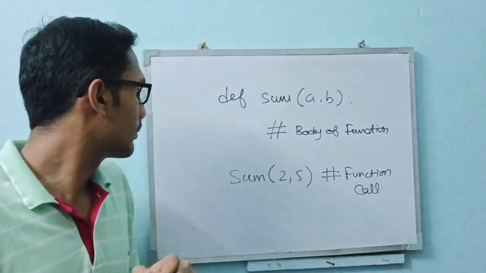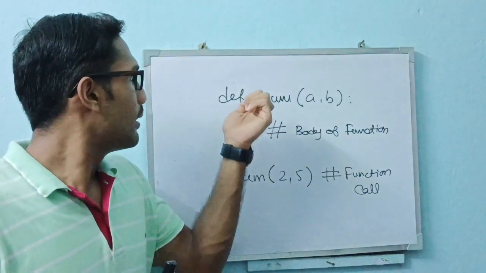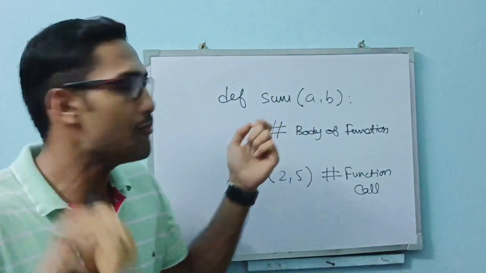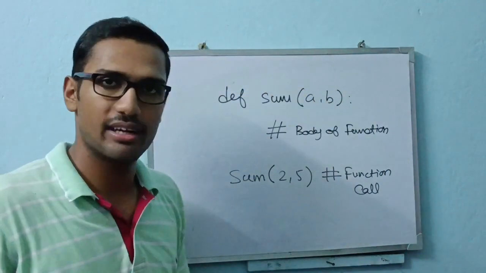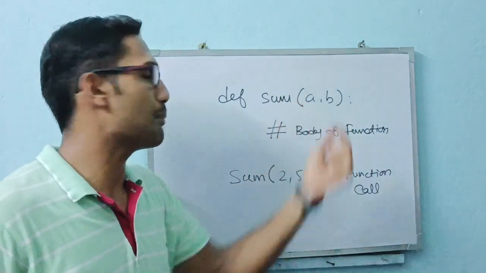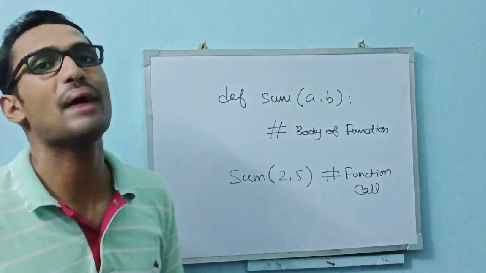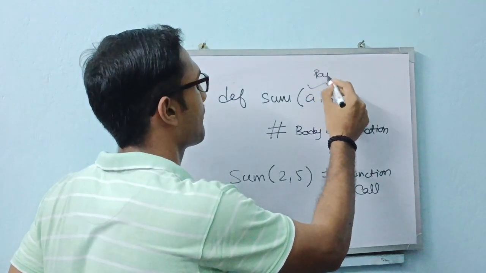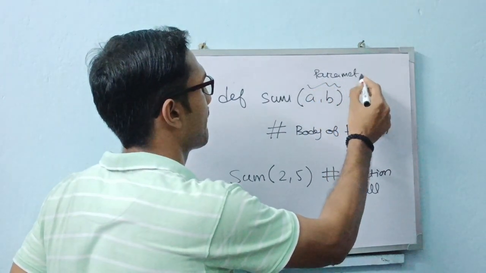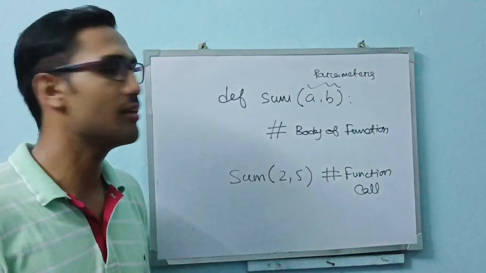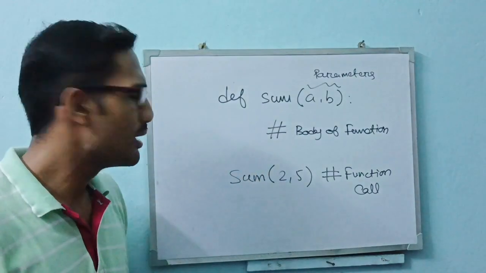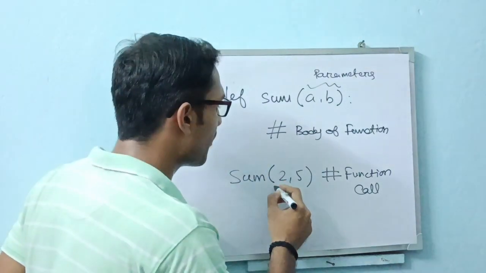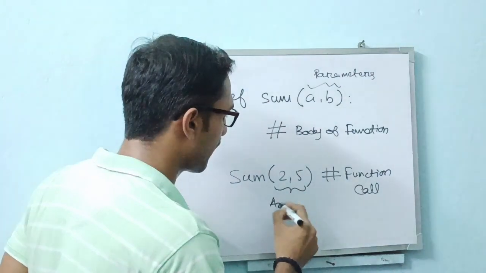Now, the values which have been defined in the function header, this a and b, are the parameters of the function, a comma b. Then what are these 2, 5? These are actually the arguments.